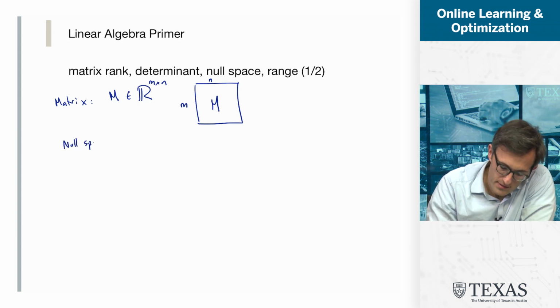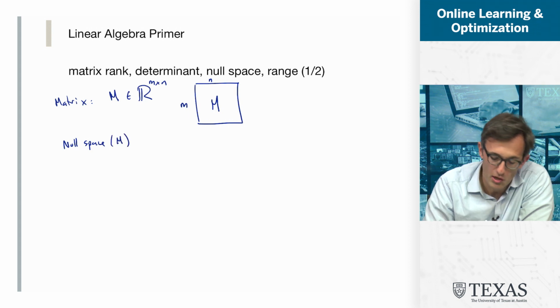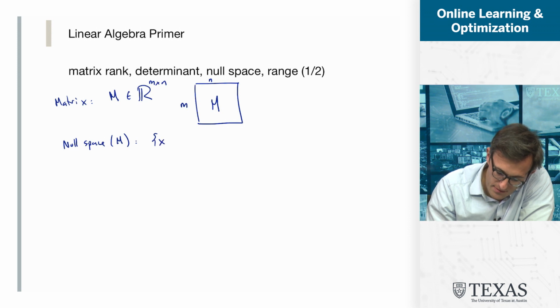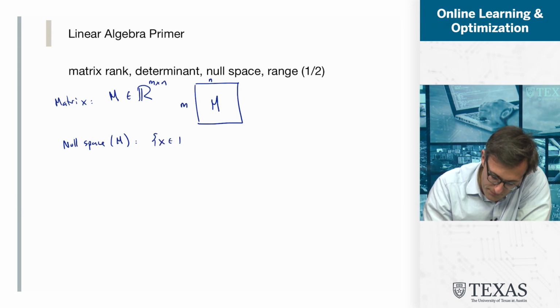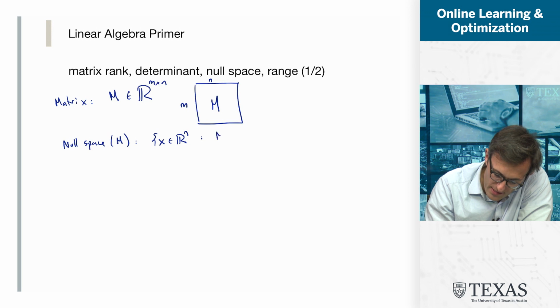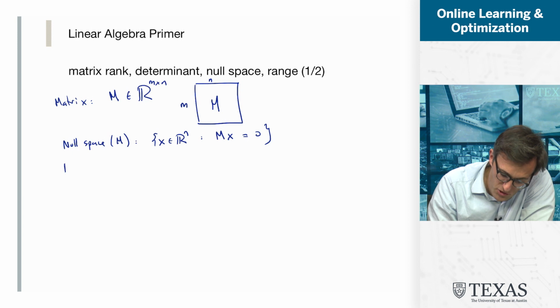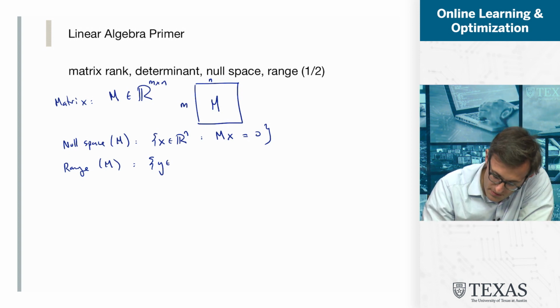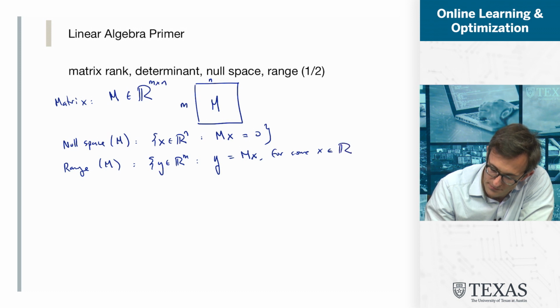The null space of a matrix M is all the vectors which it sends to 0. So it's all x such that M times x is equal to 0. The range of M is all vectors that it maps to. So it's all y equal to Mx for some x in R^n.